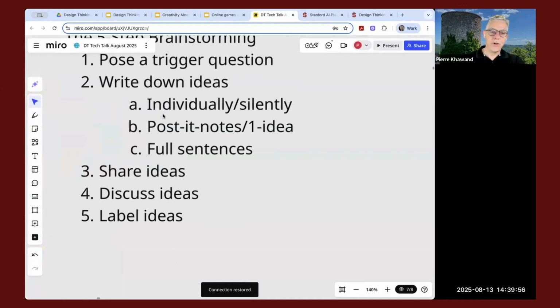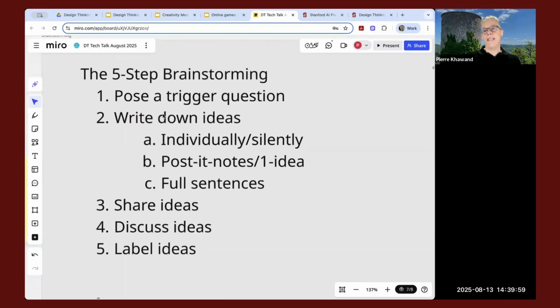So first, the brainstorming process. The brainstorming process that we teach involves 5 steps. And the first step would be to pose a trigger question. The question can be a big question, like what ideas do you have to solve this problem? That's a very big and broad question that pretty much invites all kinds of ideas. Or the question can be very focused on one specific aspect of the problem or anywhere in between. But the idea is we need to start with a clear question.